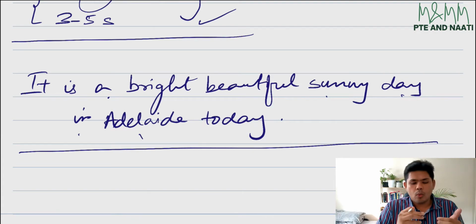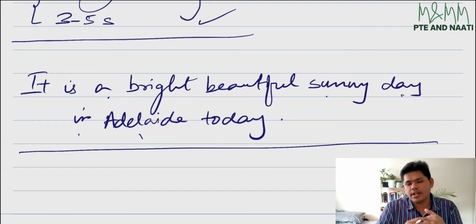Close your eyes. When you close your eyes, your concentration level increases by 76%, and this is a real number. Okay. So we need to keep in mind that I at least want to increase my concentration level. How can I do that? Close my eyes. I will close my eyes like this, and then I will listen to the sentence. It is a bright, beautiful, sunny day in Adelaide today. Now I have heard the sentence.